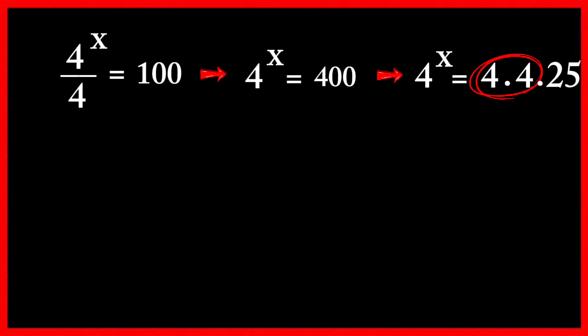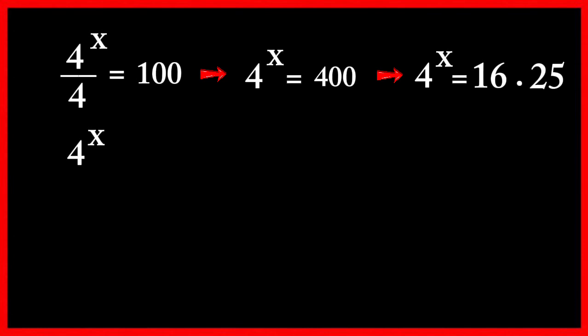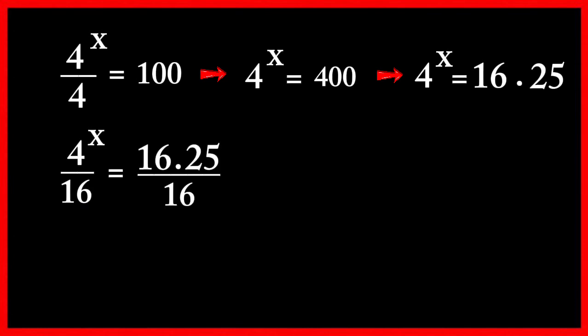4 multiplied by 4 is 16. Therefore, we have 4 raised to the power of x equal to 16 multiplied by 25. Now we can divide both sides by 16. This gives us 4 raised to the power of x divided by 16, equal to 16 multiplied by 25 divided by 16. The 16 on the right-hand side cancels out, leaving us with 25.